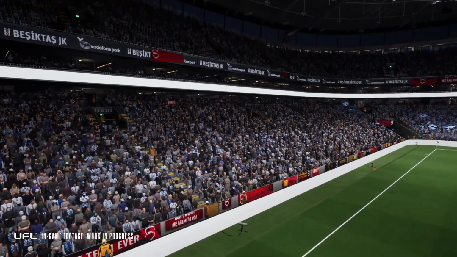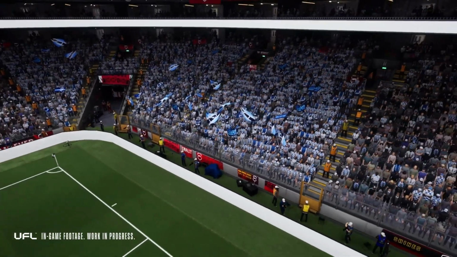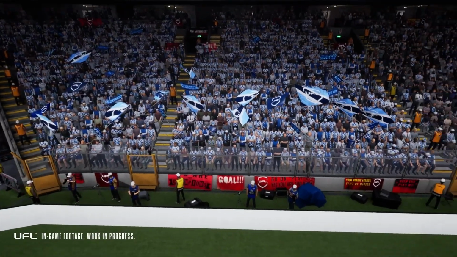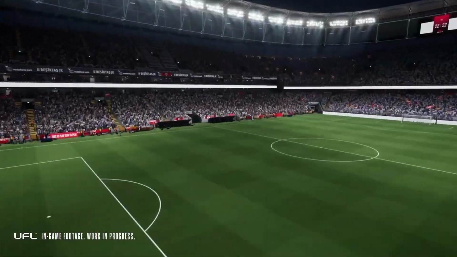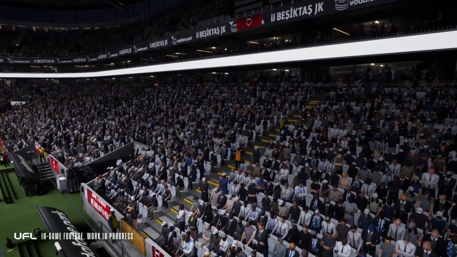But we divide them by groups. Here are home fans, those are visitors, and here's some VIP. And this way, they appear quite randomly, depending on a stadium and sectors we need to fill.